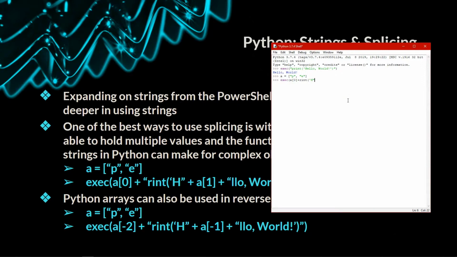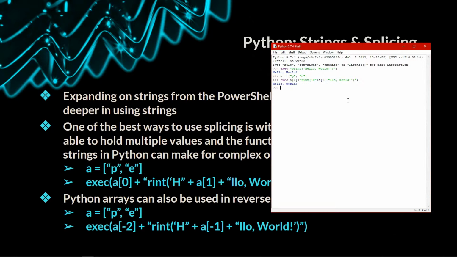Since the next part we want to add is the E, what we'll do here is, oh, I made a small mistake there. Make sure to double quote everything. Then we'll add the E, which will be from A[1], and then we'll finish off the rest of the string that we have here. And then it will execute. So it's similar to what we were doing with our most basic version of splicing.